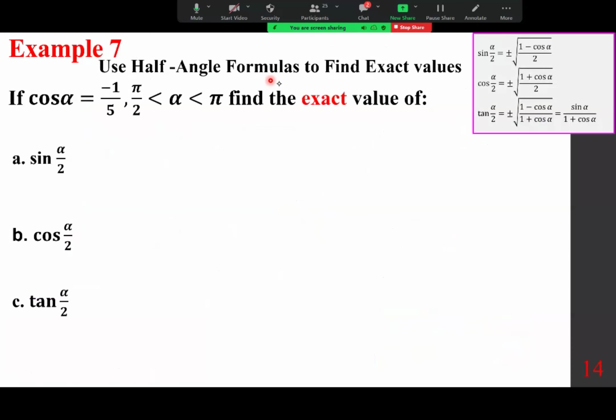Use half angle formulas to find exact values. If cosine alpha is negative 1 over 5 and alpha is between pi over 2 and pi, find the exact value of the following. These are half angles. So the very first thing is the quadrant, pi over 2 to pi. Half of this is pi over 4, half of this is pi over 2. And the half angles end up being in the first quadrant. The half angles are all positive.